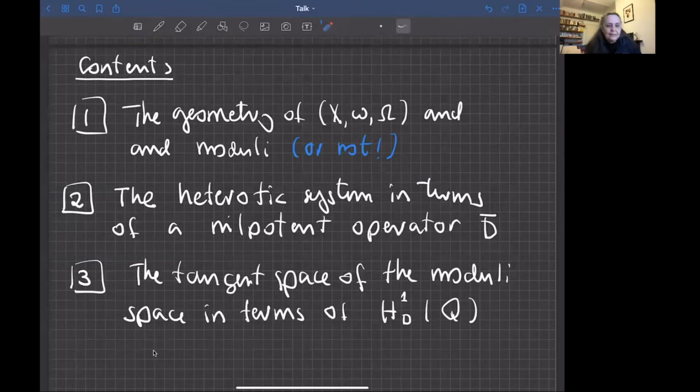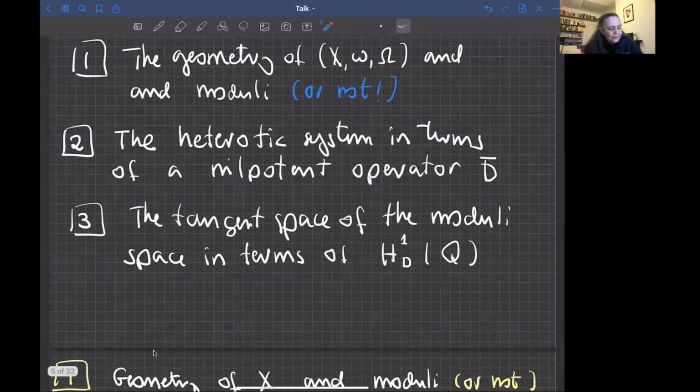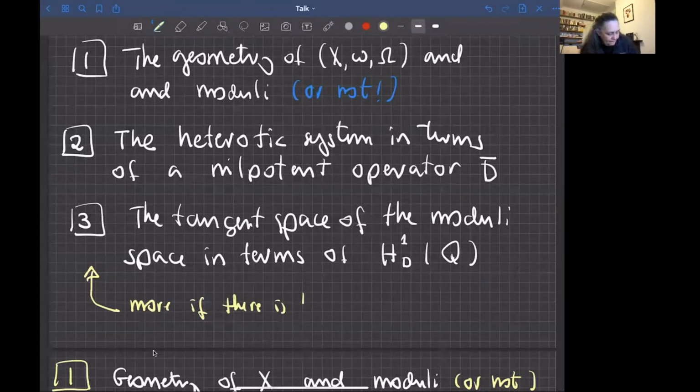And then later on, I'll tell you about the tangent space of the moduli space. And here I should perhaps add that, time permitting, I'll see how far I can go with this. I don't want to talk too much, so I might tell you more if there is time. In particular, I would like to have time to tell you about the finite deformations as opposed to just the tangent space of the moduli space.